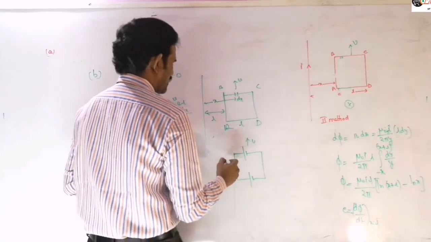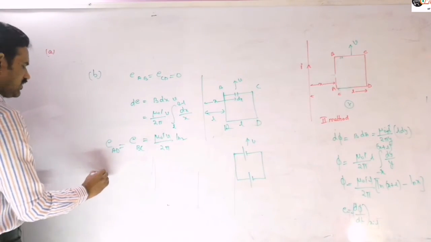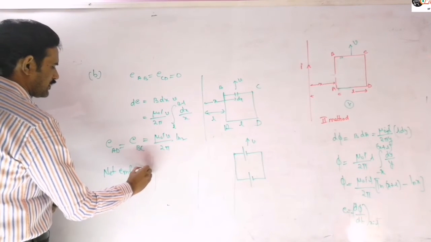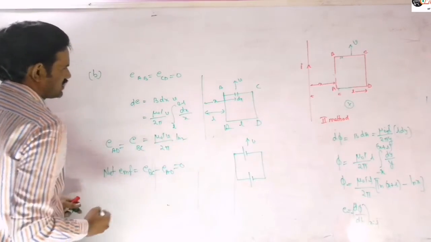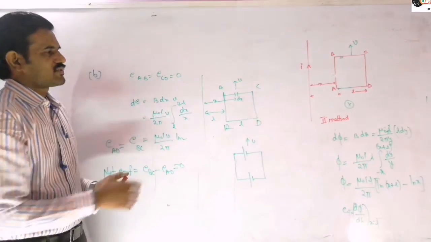That means now this will be the circuit here, so that these two are equal in magnitude and opposite direction. Therefore this net EMF is equal to EBC minus EAD, which is 0. So there is no net EMF produced when it is moving along this direction.